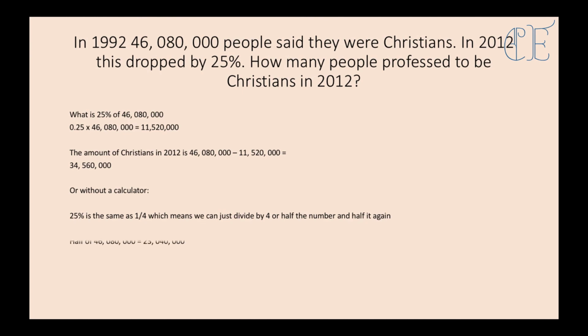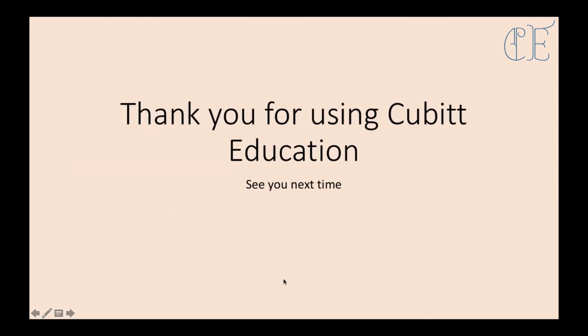So, if we took our number of 46,080,000 and halved it, it gives me 23,040,000. If I half that again, it gives me 11,520,000, which is what I got here. And then I just subtract it like I did before, giving me the same number, 34,560,000 Christians here and here in 2012.